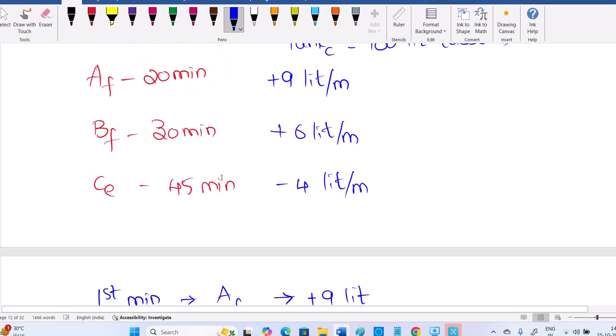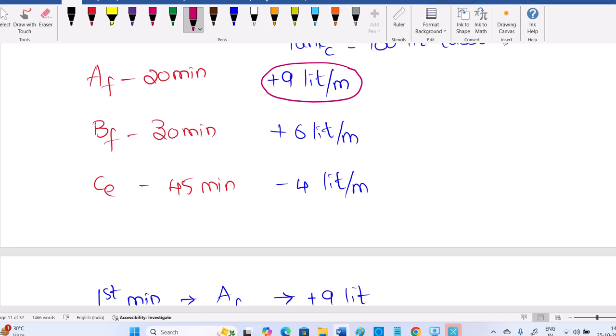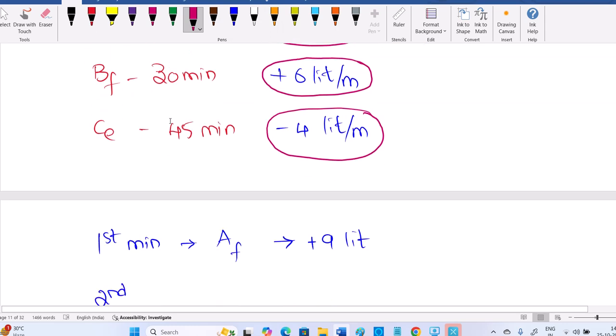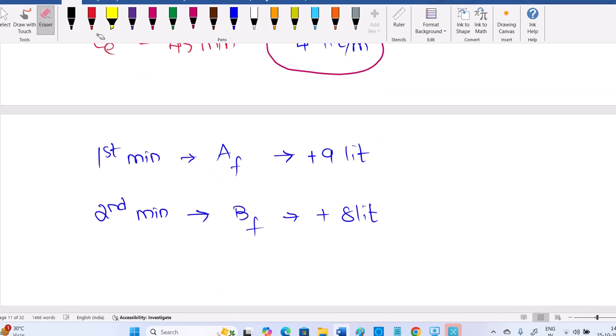You observe here, what is this plus 9? What is this meaning? Filling 9 liters per minute. In 1 minute it can add 9 liters to the tank. This is adding 6 liters in 1 minute. What is this minus 4? It will remove 4 liters per minute. Yeah, the second is 6, sorry. Fine, this is 6. Okay, agreed.